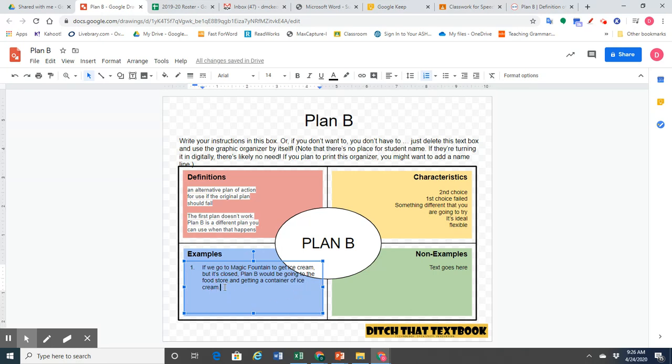The second example would be, I planned on going for a walk at lunchtime. That would be my first plan. That would be Plan A. I planned on going for a walk at lunchtime, but it rained. So I went for a walk after dinner instead. So going for that walk after dinner, that's the second choice. That's your Plan B.